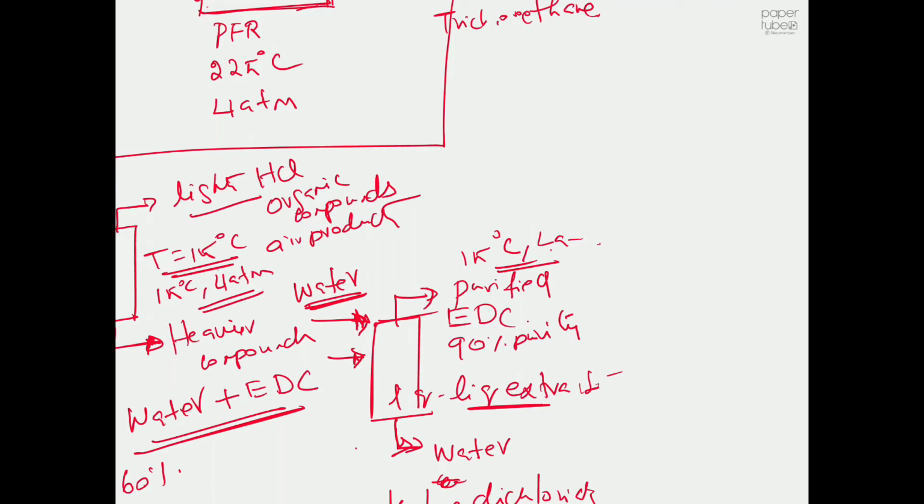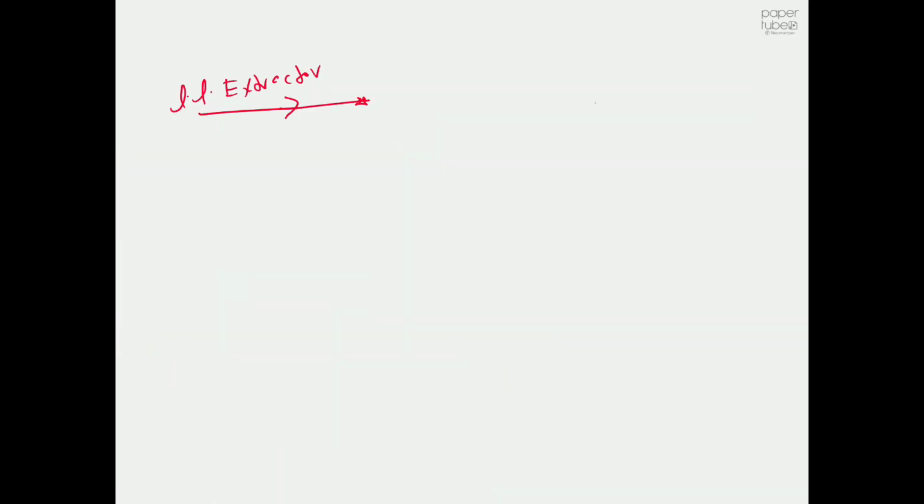So we get all this information from the literature or probably from the patents. And then we add a liquid extractor. From the liquid extractor, this stream should contain roughly 90% ethylene dichloride, and our main goal is to get to more than 99%. We need to achieve 99.5% ethylene dichloride in the product stream.